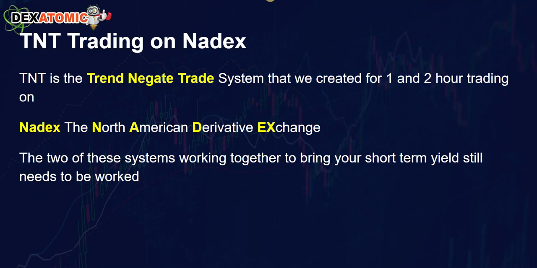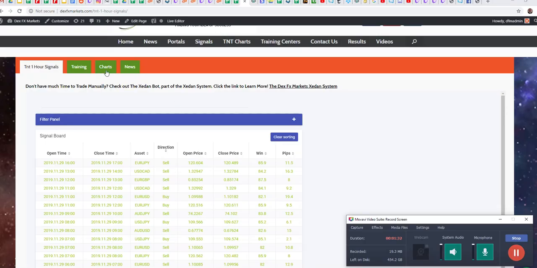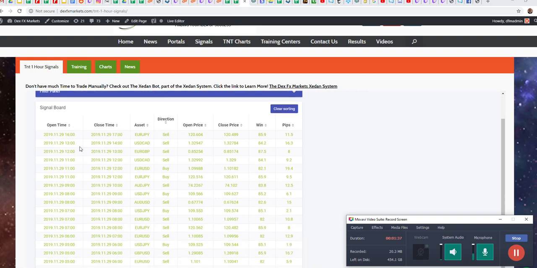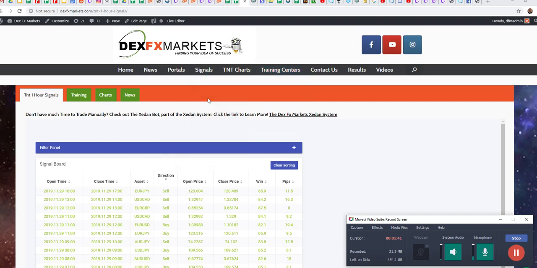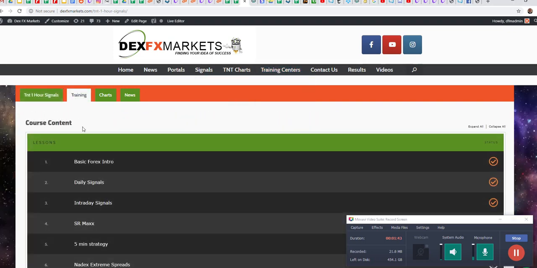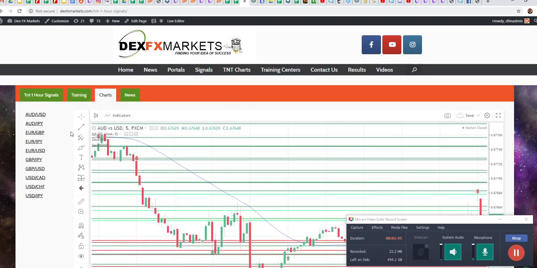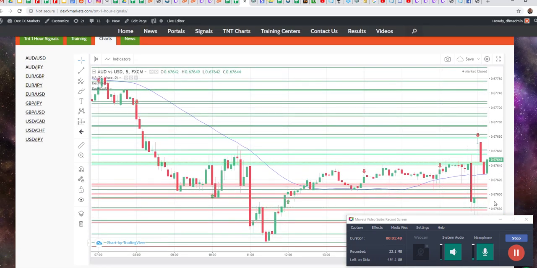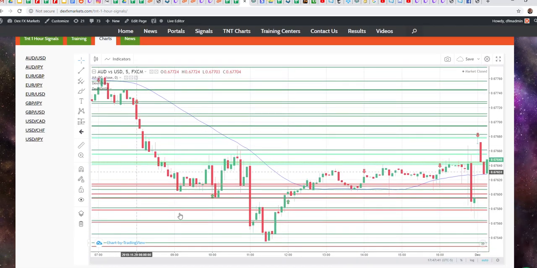In fact, let me take you over and you can have a look. This is basically one of the platforms for the TNT strategy. It has a signal base that comes out once an hour, all day long. Now, it also has a 2 hour version of this as well, but we're looking right now. Of course, all the training and everything else you need. But this is where the real power is in the charting system itself.